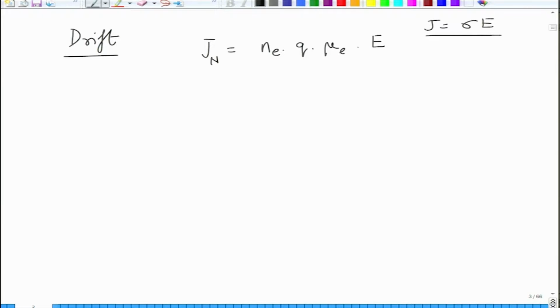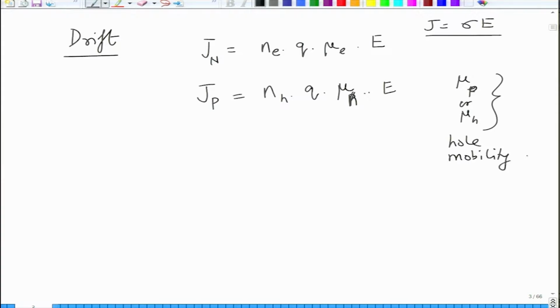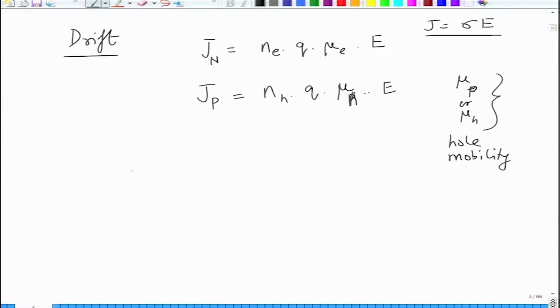This is the drift electron current, and the drift hole current is NH Q into mu P or mu H into E. These terms, mu P or mu H, sometimes get interchanged. This is basically hole mobility. We also looked in the last classes at the variation of mobility with respect to doping and temperature. As you dope it further, the mobility keeps dropping, and as you increase the temperature, again because of phonon scattering, the mobility drops.